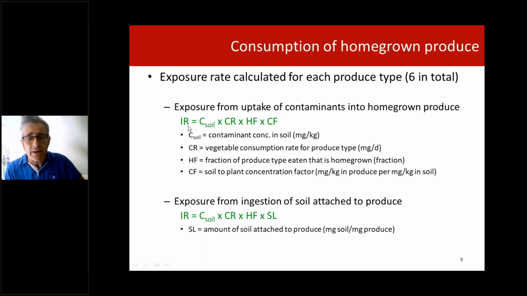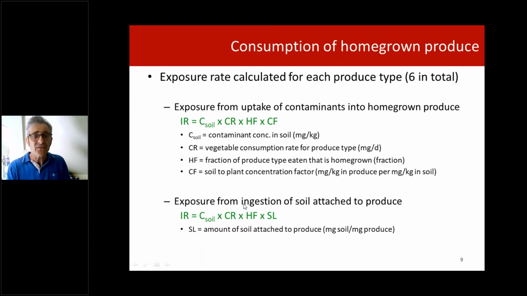For each produce type, you're calculating an intake rate, multiplying your soil concentration by the consumption rate for that produce type, multiplied by the homegrown fraction. I.e. if you eat 10 kilograms of potatoes in a year, what fraction of that are you actually growing in your own back garden? Generally in CLEA for residential scenarios, it's assumed to be 2 to 5%, or thereabouts. I can't remember the exact numbers. Then multiplied by the CF, the concentration factor. That is the ratio between the concentration in soil and the concentration in the vegetable. The higher that concentration factor, the more the plant takes up the contaminant, the higher the risk. The equation for the soil attached produce is exactly the same as this equation. The only difference being, instead of this concentration factor, you've now got SL, which is just the amount of soil attached to the produce. So both equations use this consumption rate.